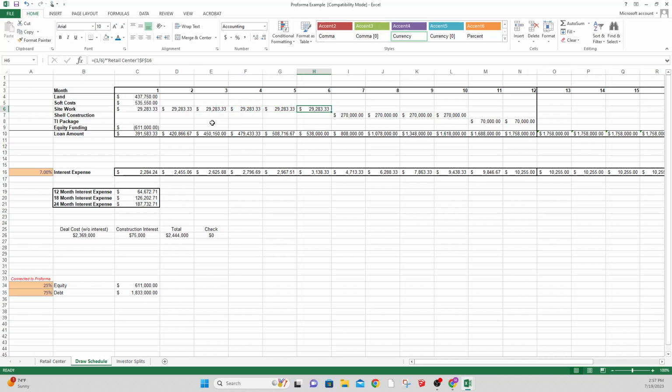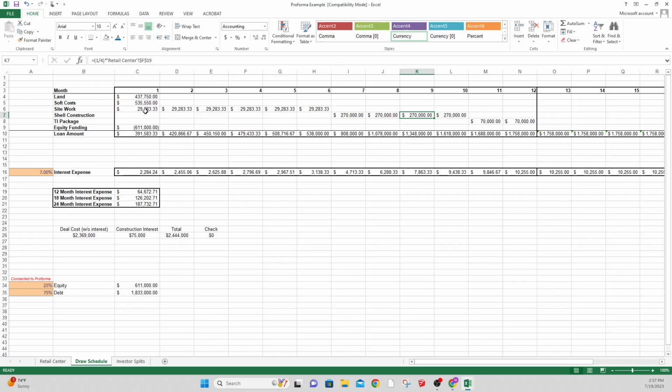So that really just shows that's going to be spread out over 6 months. In month 1, that money's going to go out the door. Month 2, $29,000 is going to go out the door. Month 3, $29,000, and so on, all the way out to month 6. Then in month 7, we're going to start building the shell. So that's going to be the shell budget, and it then starts going out the door.